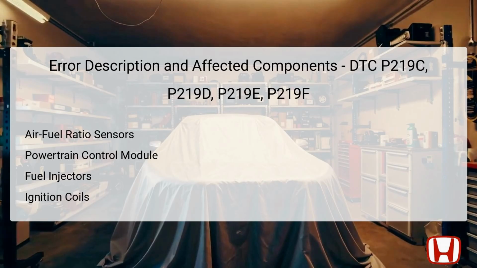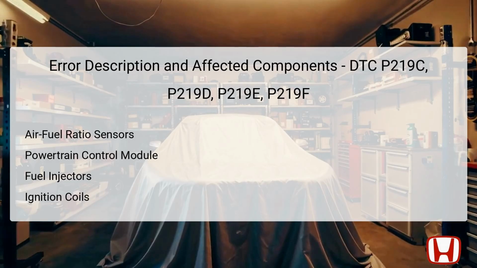If the sensors detect errors in the air-fuel ratios, the PCM will store the corresponding DTCs, indicating issues specifically in cylinders 1 through 4. Fuel injectors are responsible for delivering the right amount of fuel for combustion, and malfunctioning injectors may cause incorrect fuel ratios.